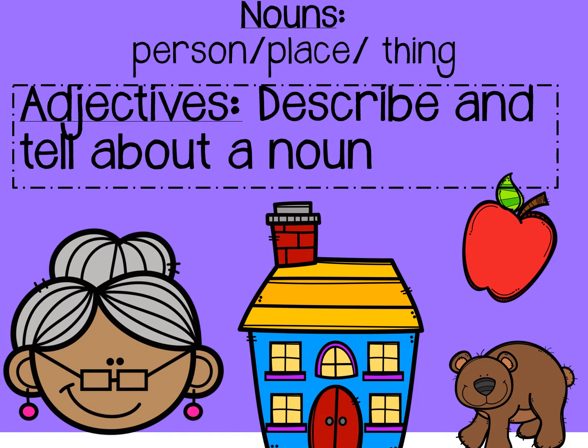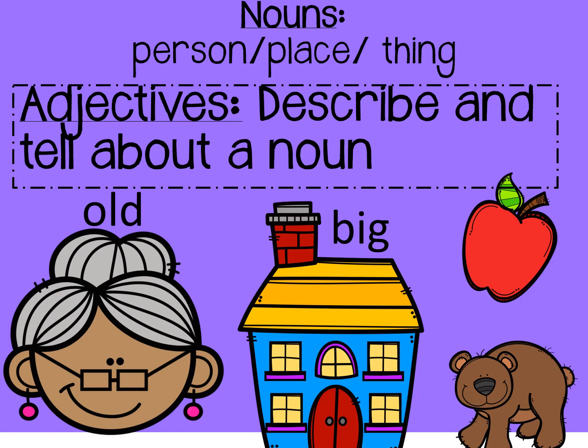Let's look at the nouns on the screen. The first noun is a person. How could we describe or tell about this person? Well, we could say that she is old. Old is an adjective. It tells what she looks like. Our next noun is a place. I might describe the size of this house as big. Big describes the size of the house.